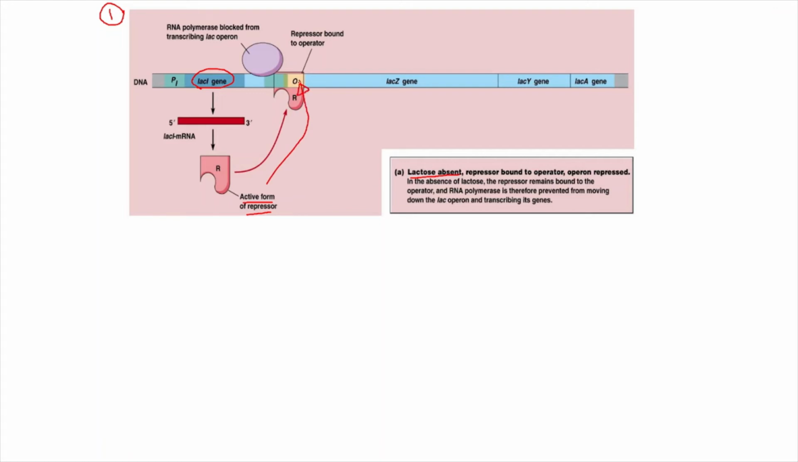As a result, what happens? When RNA polymerase sits on the promoter, it cannot proceed further with the transcription because of the blockade of the operator with this repressor. So transcription cannot proceed further in this direction when lactose is not present in the media.